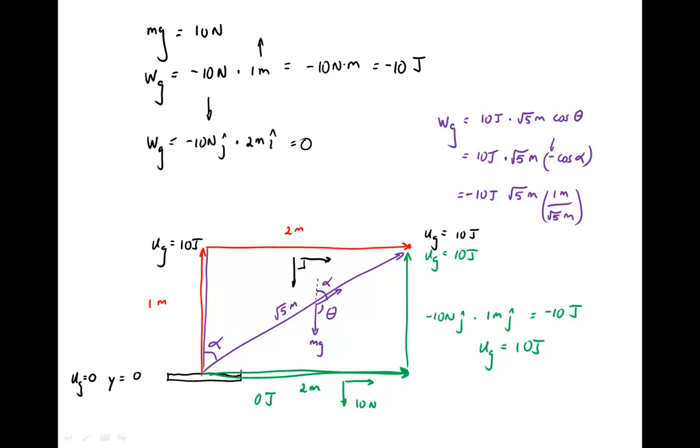Well, the square root of 5 meters will cancel, and I'm left with negative 10 joules. So even along the purple path, the amount of work done is negative 10 joules. The potential energy at this new position is 10 joules.